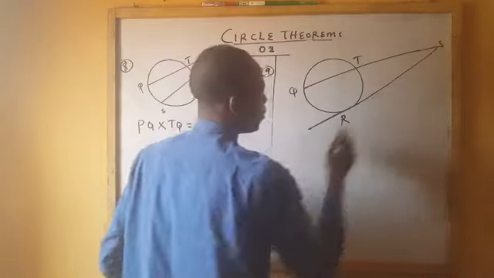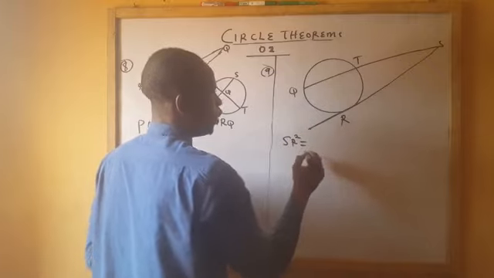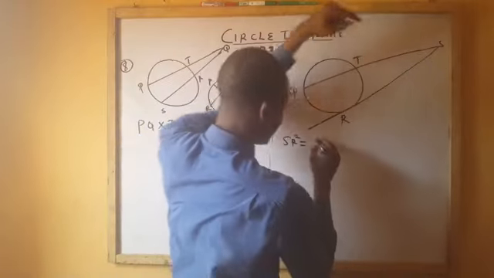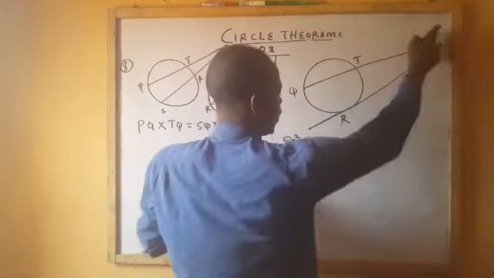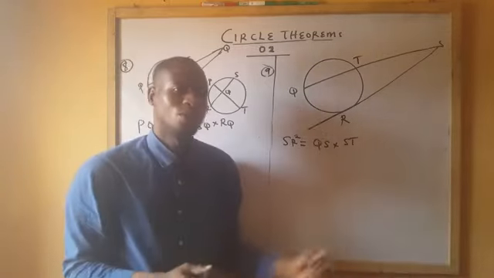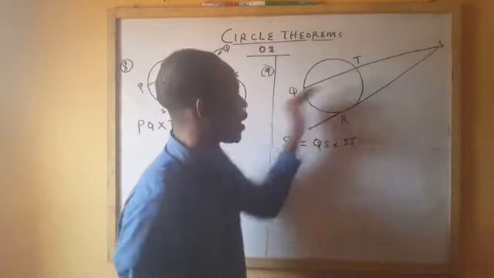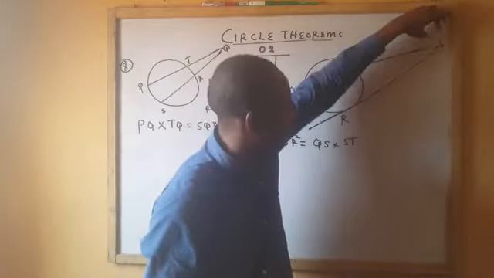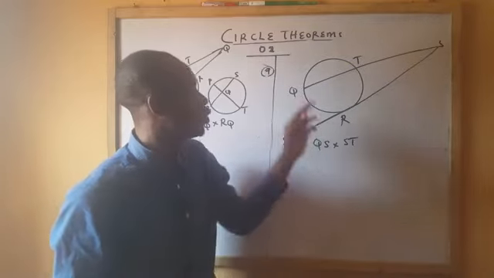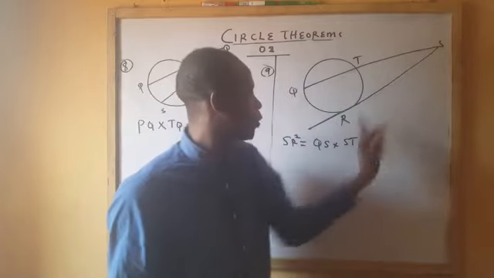Okay, so the theorem simply states that the tangent squared, which is SR squared, will be equal to the length from here to here, that is QS multiplied by TS or ST. So that is what this theorem is all about. When you have a tangent and a secant, which is secant QS, intersecting the tangent at a particular point here, the length squared of this one, which is SR squared, will be equal to QS multiplied by what? ST.